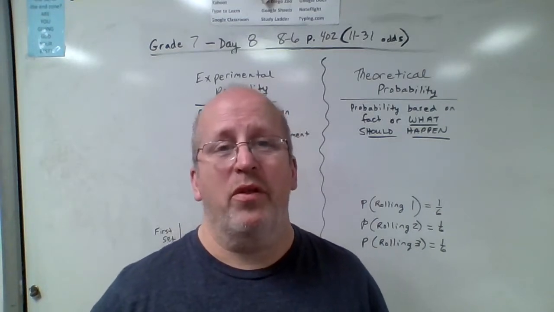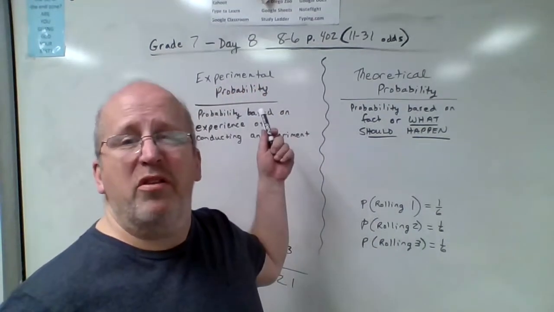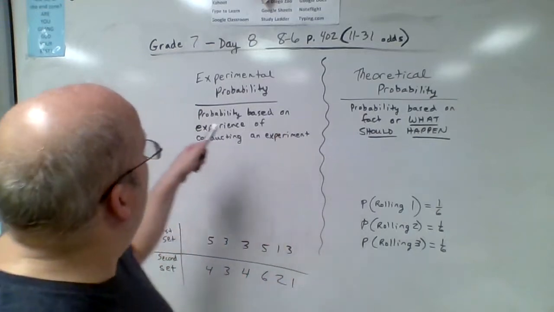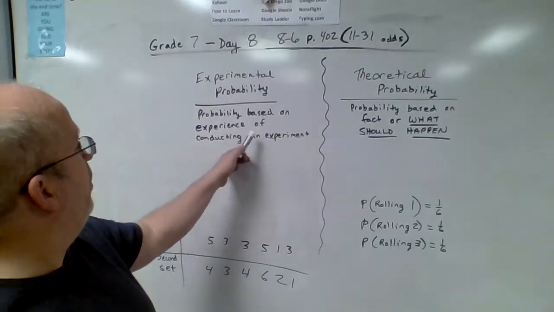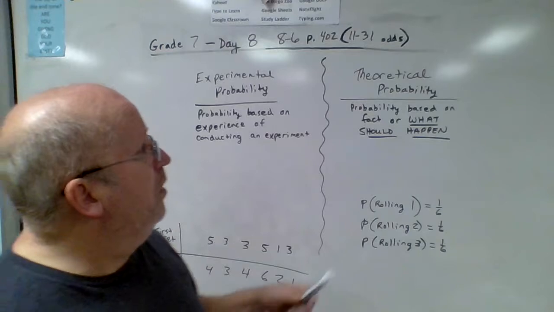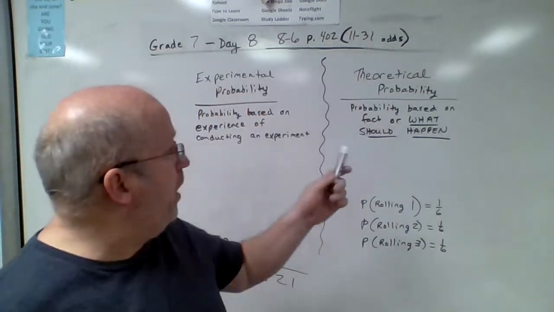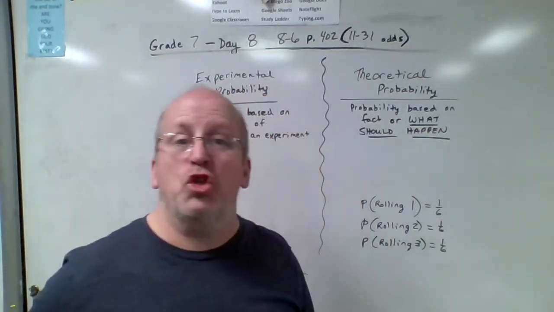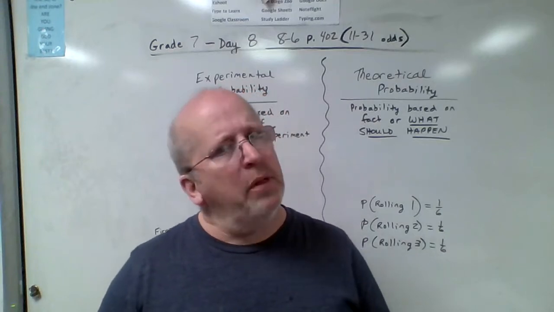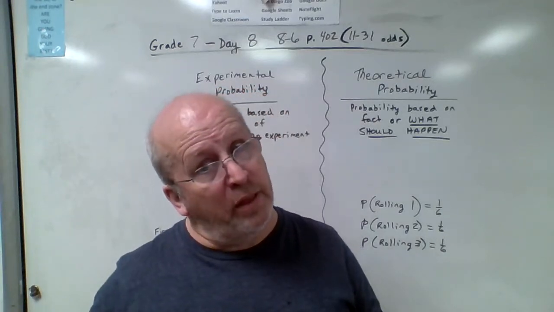Today's lesson is about the difference between experimental probability, which is probability based on experience of conducting an experiment, and theoretical probability, the probability based on fact, or what should happen, but doesn't necessarily always happen.